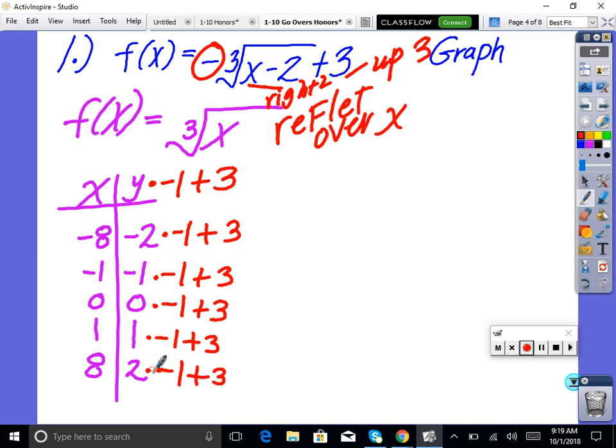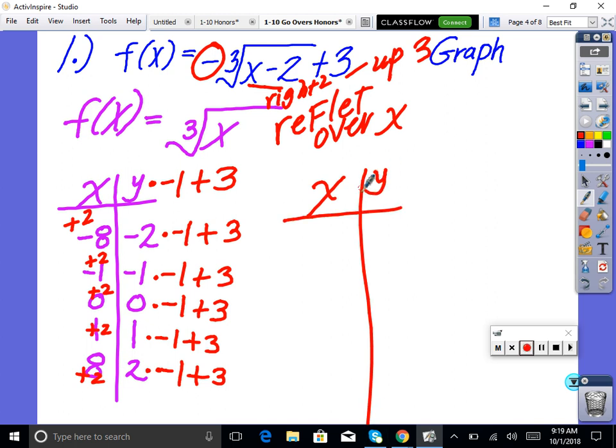And then right here, we're going to go right 2, so we're literally going to add 2. Add 2, add 2, add 2, add 2. So write down our new xy points. And go. Ready, go. Everybody go.